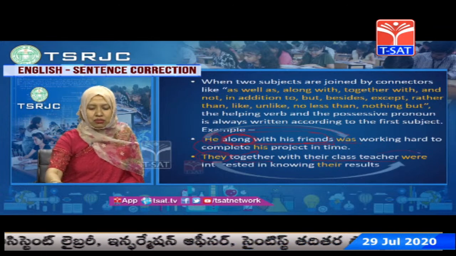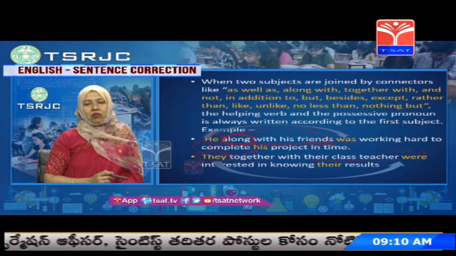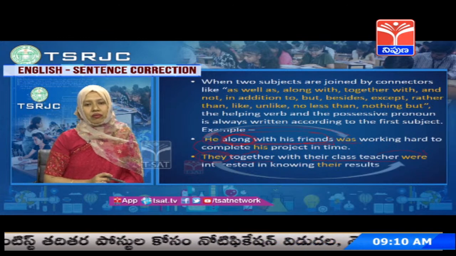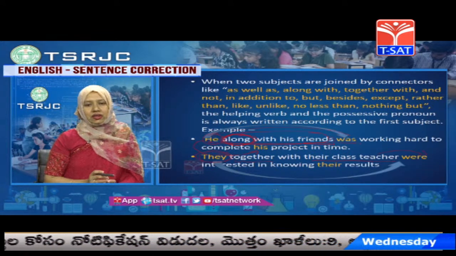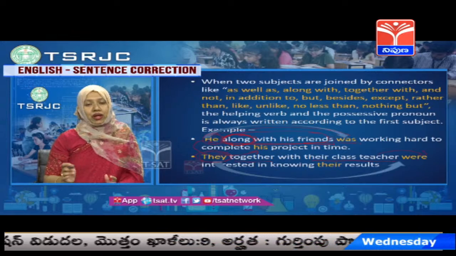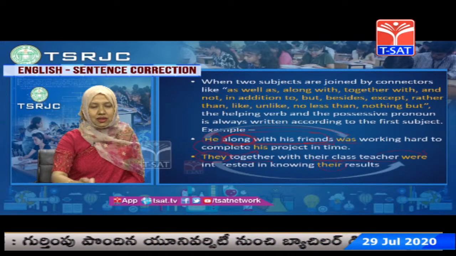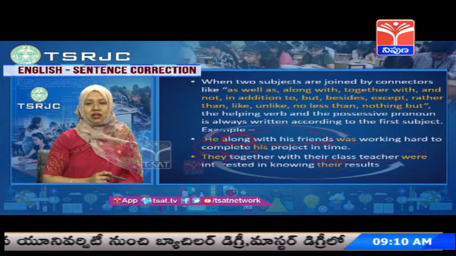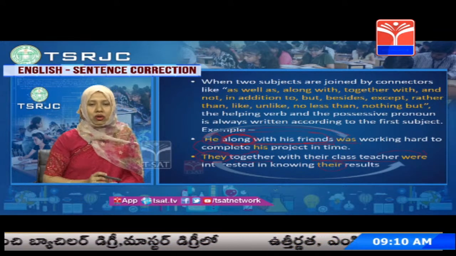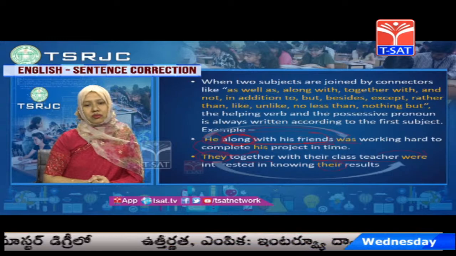Along with a plural subject the verb also should be plural, were. They together with their class teacher were interested in knowing their result. Again the pronoun used here is their. We are talking about a group of people, a group of students.